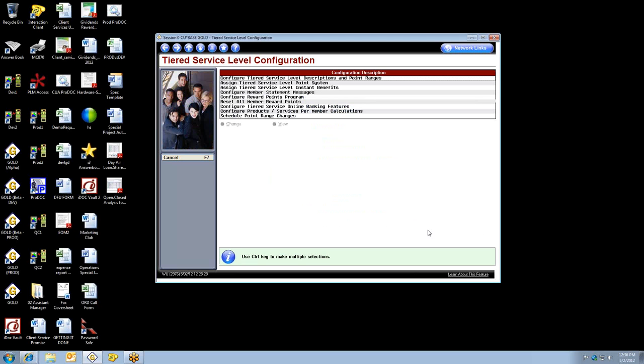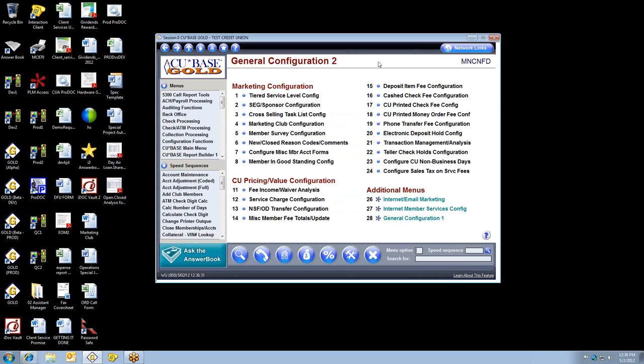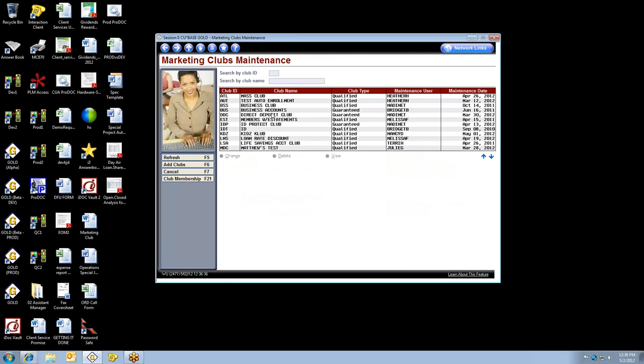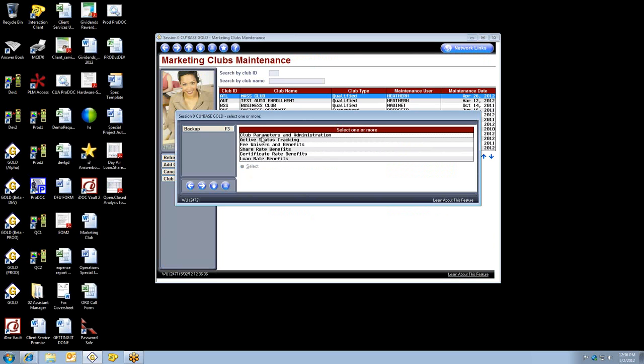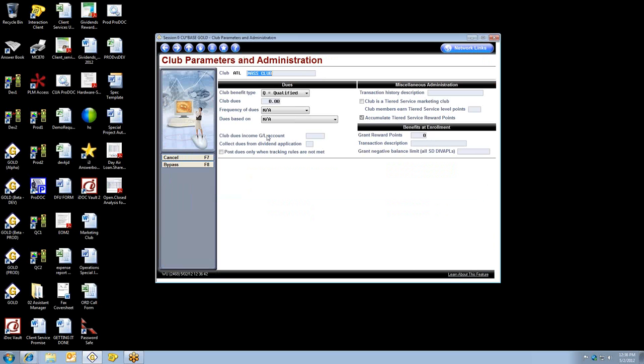The next option, analyze promotion club relationships. I'm going to talk about that a little bit here a second. Within the same configuration menu, you do have the ability within the marketing club configuration, if you were to pick any marketing club, for example, and go into the club parameters and administration, you can actually grant tiered service points based on the fact that they are in the marketing club. So you may have a certain chess club or a senior club that would actually award a number of points based on being a member of that club.